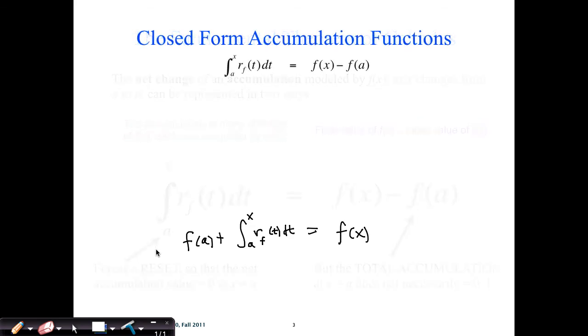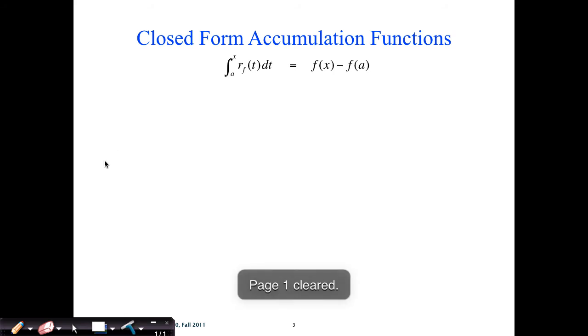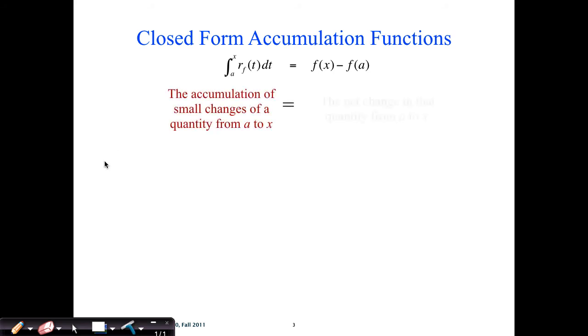So, let me clear that off there. So again, I get this integral relationship here. If I talk about the accumulation of small changes between a and a general x value, I can express that using the rate function, using an integral, or using the accumulation function f and just subtracting two of its values to find change.